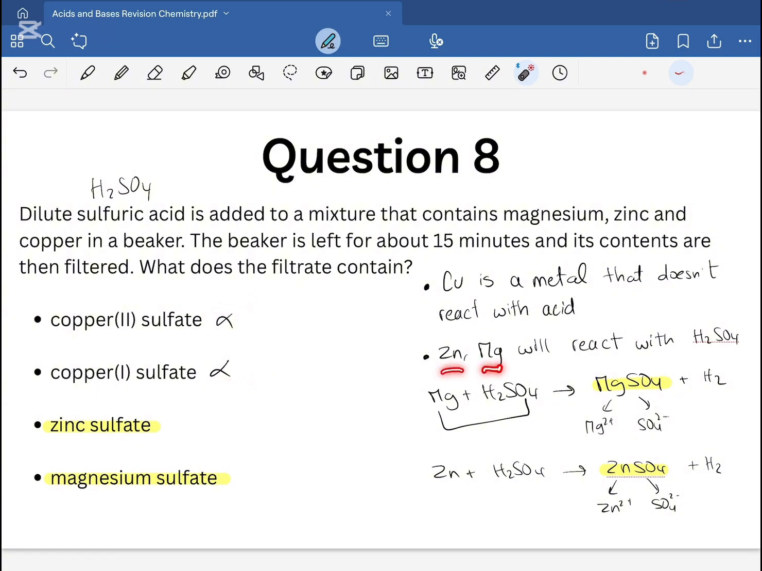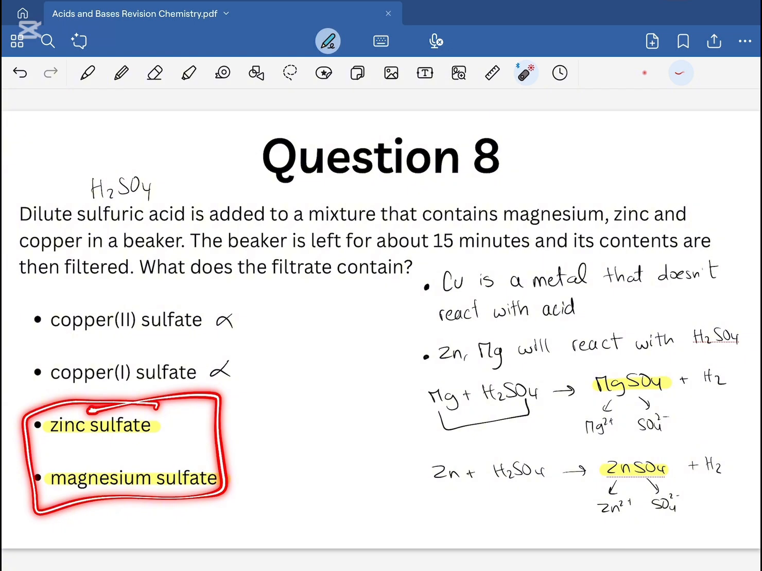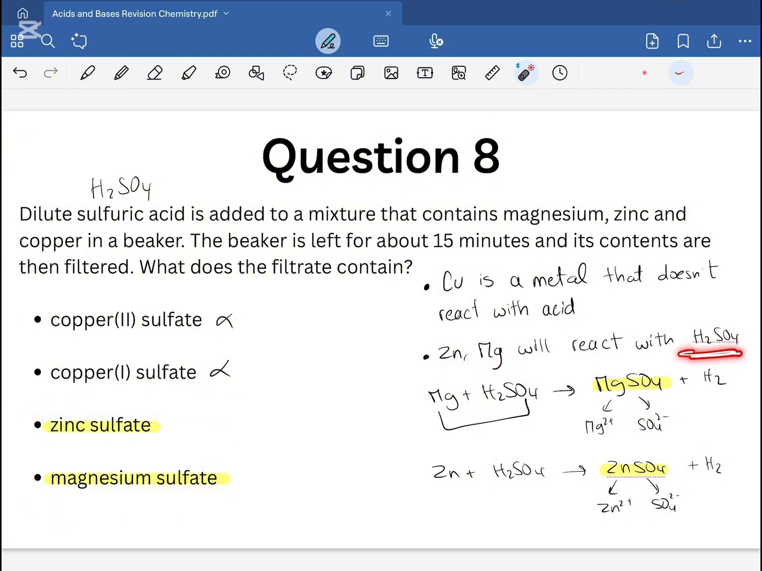Now zinc and Mg will react with the H2SO4, and they will react in this way to give magnesium sulfate and zinc sulfate. So these two options are correct, as zinc and Mg are the only metals that will react with H2SO4 and form a new substance.